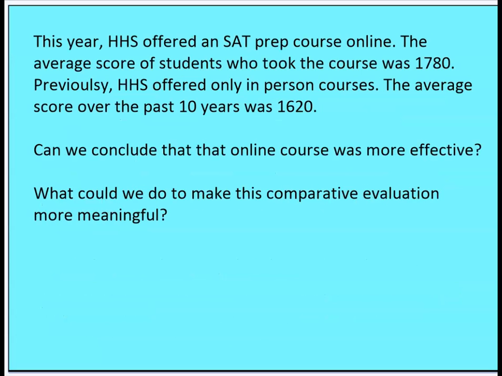Okay, so as an example, this year Homestead offered an SAT prep course online. The average score of students who took the course was 1780. Previously, Homestead offered only in-person courses. The average score over the past 10 years is 1620. Can we conclude that online courses were more effective? And what can we do to make this comparative evaluation more meaningful?